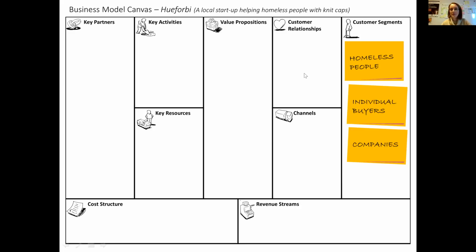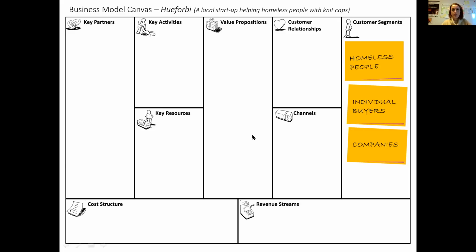No ideas? Okay, I'm receiving some. Yes, protect homeless people from cold. Yes, that can be our impact value proposition. Thank you very much.